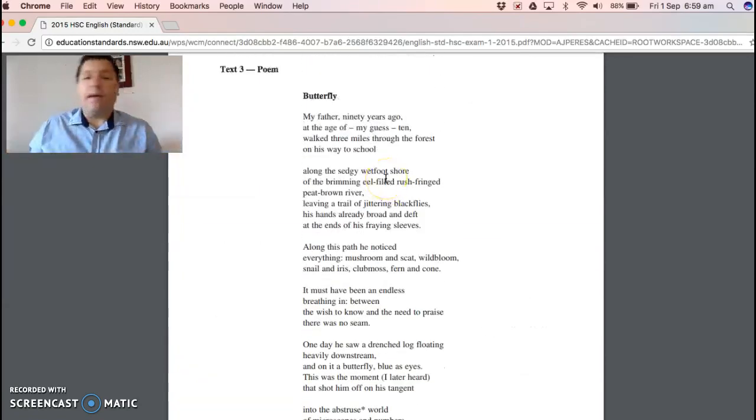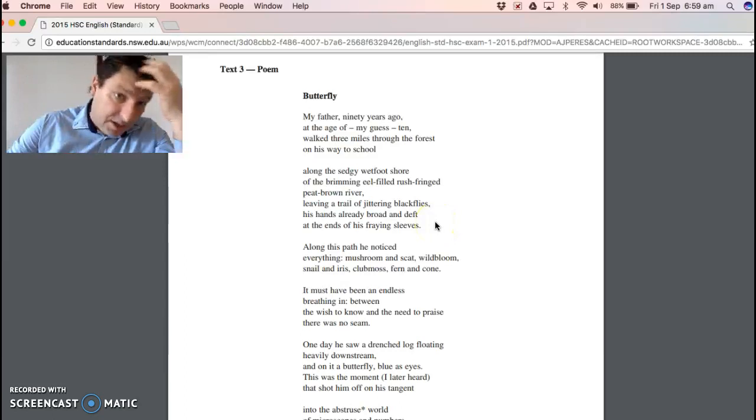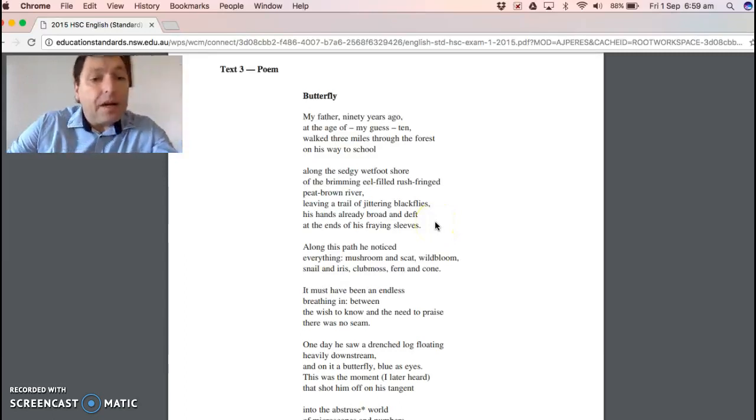First thing I would talk about would be the rhythm here. And this rhythm leads to a kind of hyperbolic language. 3 miles through the forest on his way to school, along edgy wetfoot shore of the brimming eel field, rushed from peat-bound river, leaving a trail of chittering black flies. It's exaggerated description. It might be realistic, but there's a lot going on there that, you just hear a story of someone about their own childhood, and it's not necessarily a complete truth.